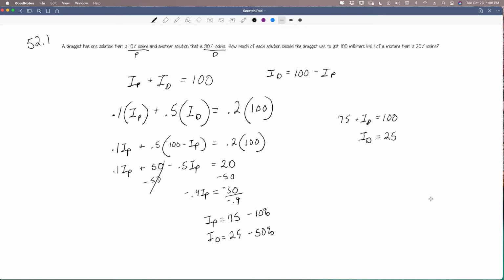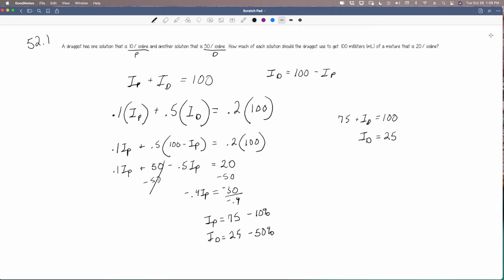So we work these problems the exact same way that we did for the number of nickels and number of dimes. It's just that we're using decimals, and that's really the biggest difference. It makes it a little bit harder, but we're just going to use the decimals, and it'll be fine. All right, so let's look at another one.